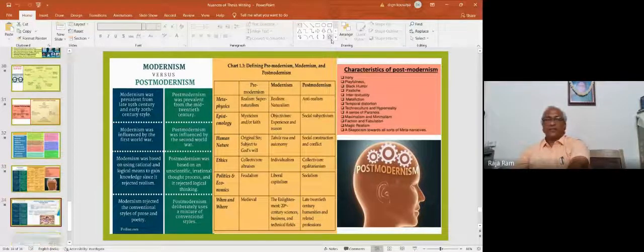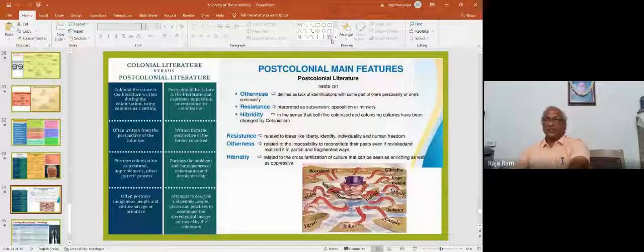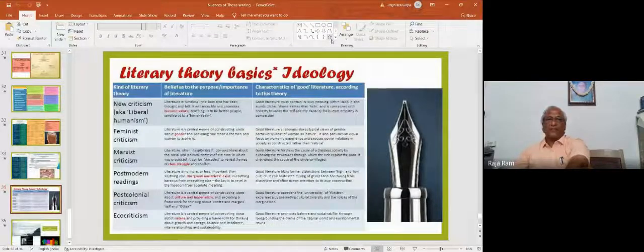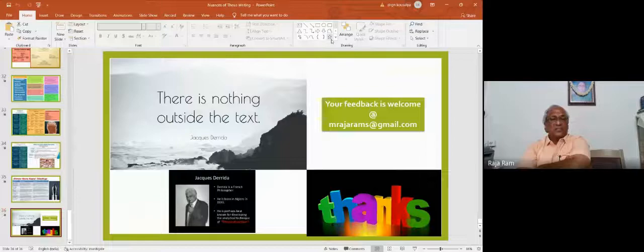the way. What is the difference between colonialism and post-colonial literature? And how literary theory is, basics of the literary theory ideologies. And we can easily conclude in such a way that whatever we read is inside the text. Nothing is outside the text, as the literary giant Jacques Derrida told. Jacques Derrida made a declarative statement that there is nothing outside the text.